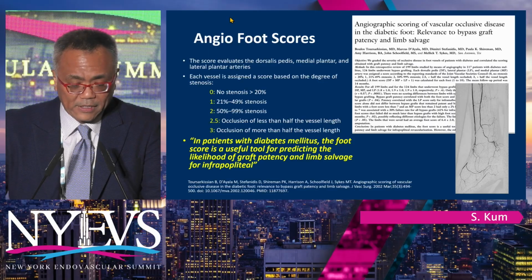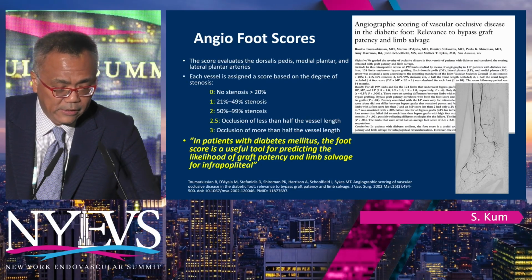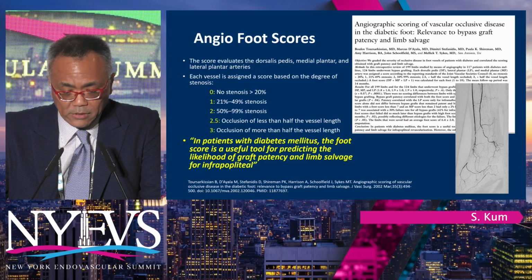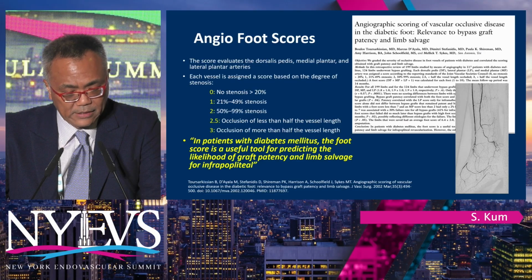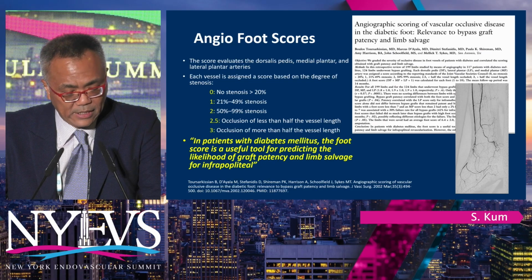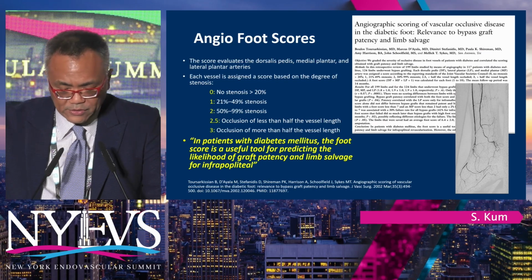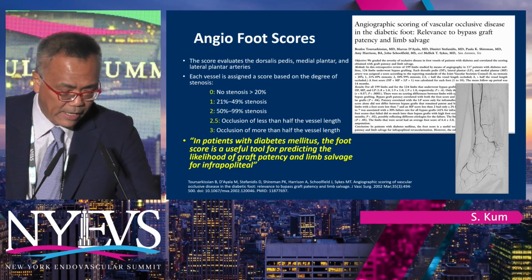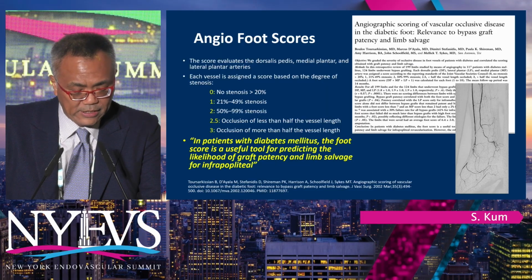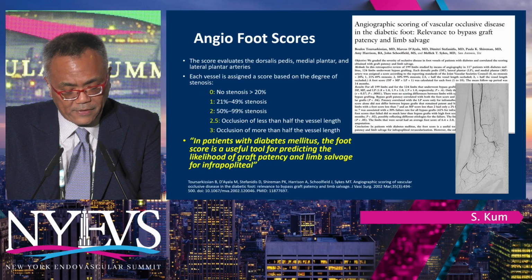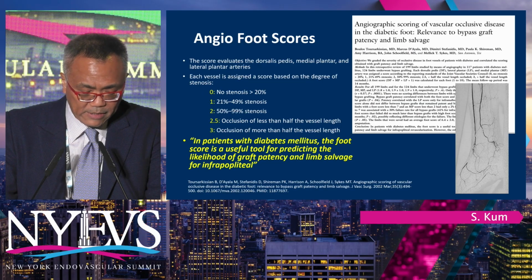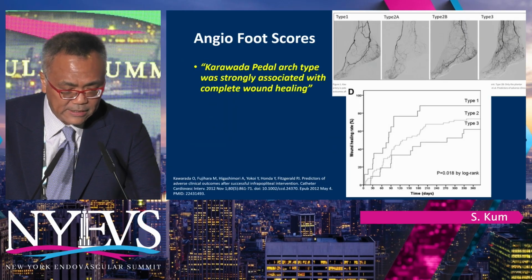So we do have angiographic foot scores available on evidence. I'll run through a couple of these. This was a score by Dr. Boulos and friends, who evaluated the dorsalis pedis, medial plantar and lateral plantar arteries, and each was scored according to the degree of stenosis that they saw in the angiogram. And they found that in patients with diabetes, this angiographic foot score was predictive of the likelihood of bypass graft failure, and subsequently limb salvage in the infrapopliteal space.